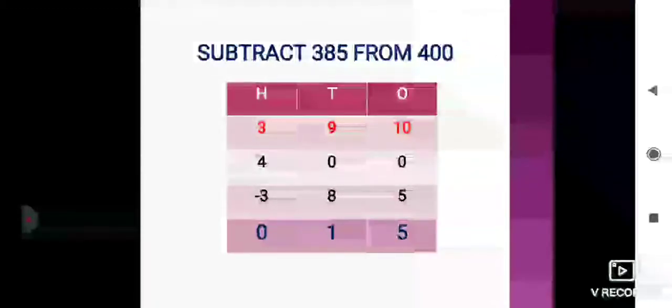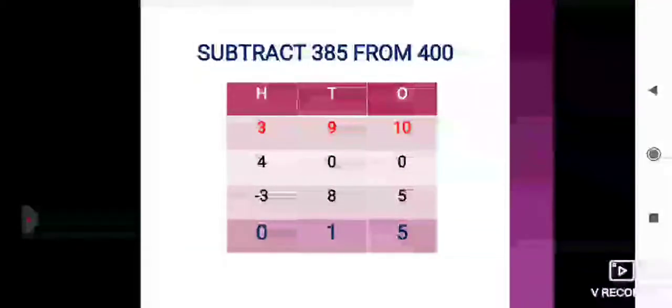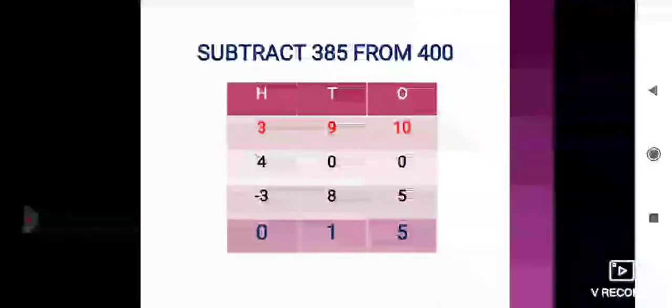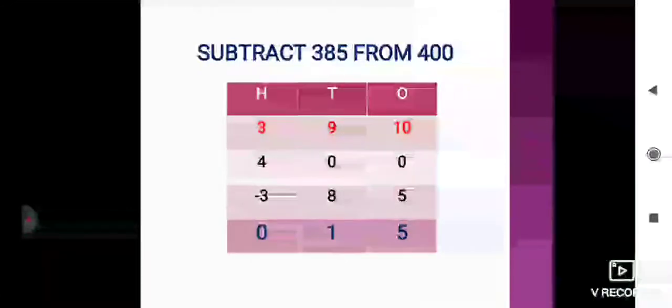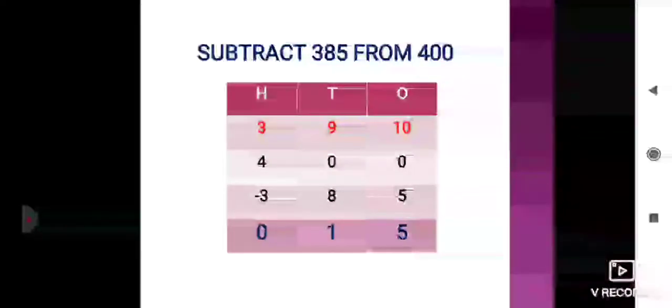Now you can easily subtract. Subtract 5 from 10, you will get 5. 8 from 9, you will get 1. And 3 minus 3 is 0. So the answer is 15. Now this is how you can subtract with borrowing.